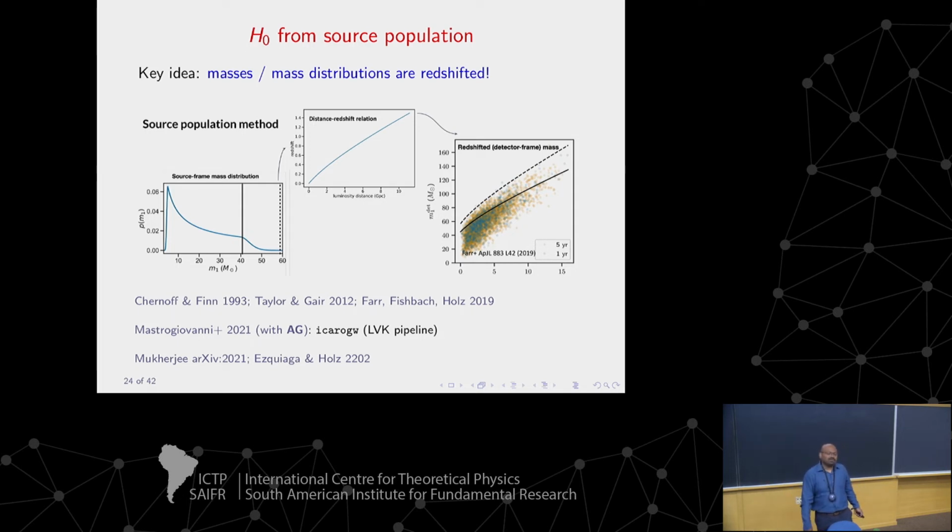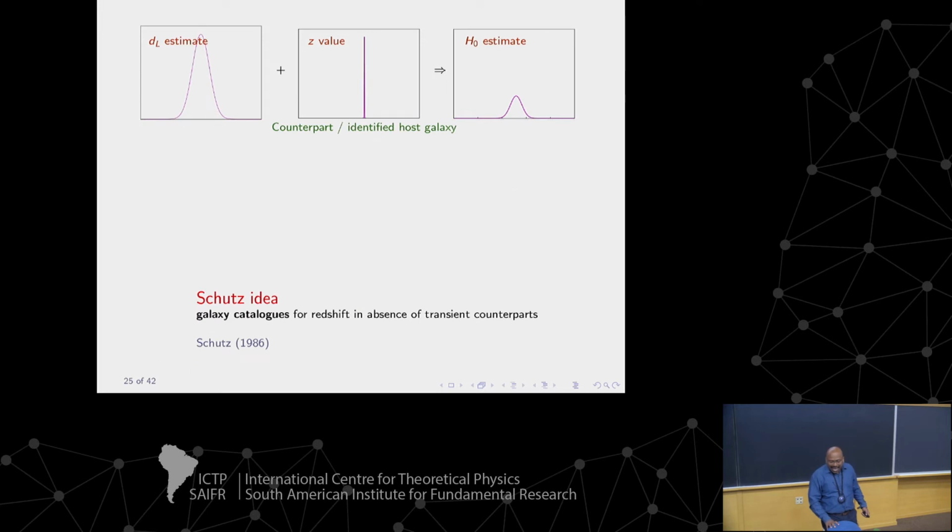The second idea comes from galaxy catalogs, and this idea dates back to the first paper by Schutz on standard sirens. The way it works, it's good to go through a set of cartoon animations to demonstrate how it works. So let us first assume that we have a counterpart or an identified galaxy. So one has a distance estimate which comes from the gravitational wave observation, and the unique counterpart or the identified host galaxy gives us a Z value.